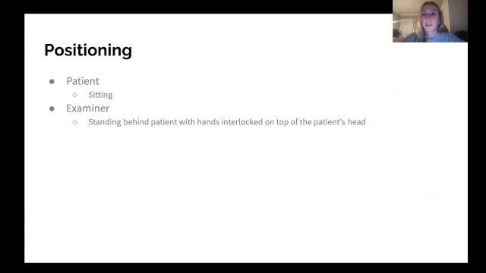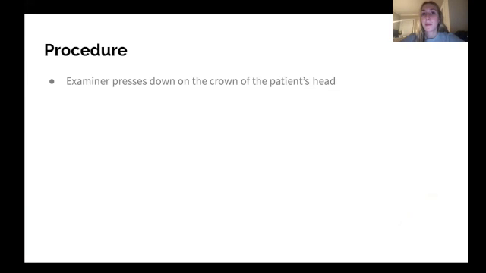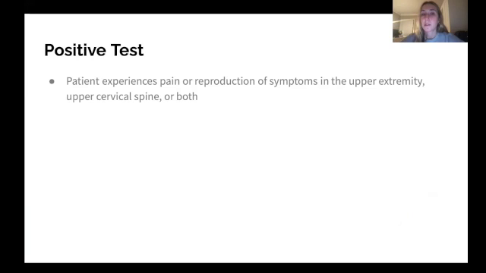To start with the cervical compression test, the patient is in a seated position and ensure that the patient has good posture. The examiner stands behind the patient and interlocks their fingers like this and places their hands on top of the patient's head. Then the patient is passive during the test and the examiner presses down on the crown of the patient's head. A positive test is indicated by pain or reproduction of symptoms in the upper extremity, cervical spine, or both.